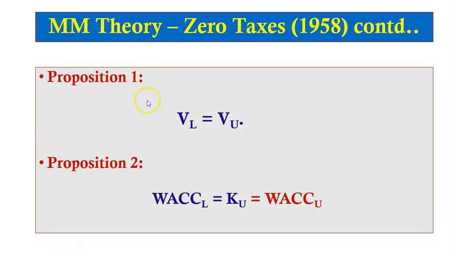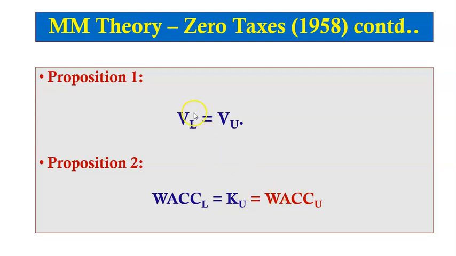There are two basic propositions of the theory with zero taxes. The first proposition is that the value of a levered firm is equal to the value of an unlevered firm. The second proposition is that the WACC of a levered firm is equal to the cost of unlevered equity of the unlevered firm, which is also equal to the WACC of the unlevered firm because there is no debt in the capital structure of the unlevered company.